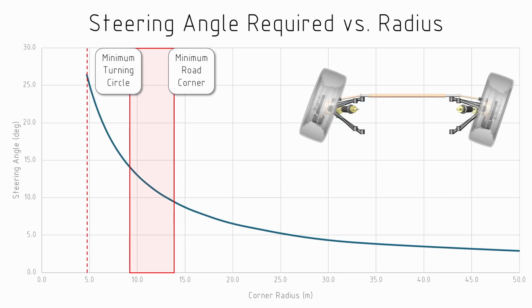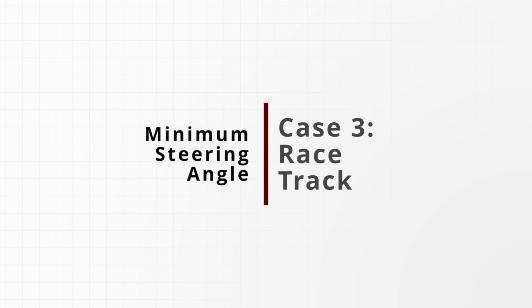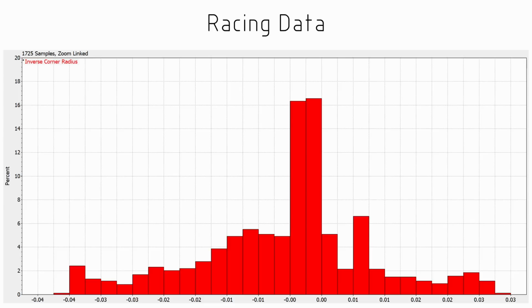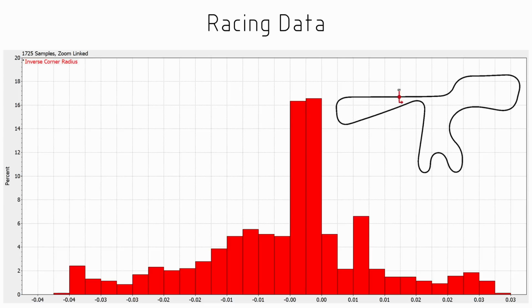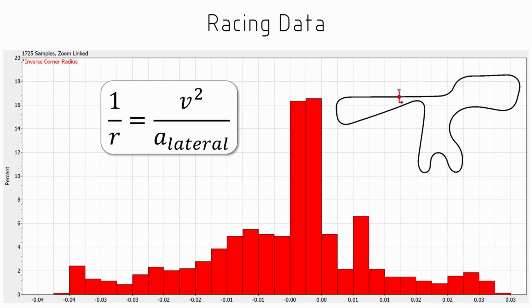Now, the last minimum corner radius that I want to consider is what we would expect to find if we took the car out onto the track. So if we have a look at this data, this is from a GT style car running around a typical Australian racetrack, and we're looking at the inverse corner radius.